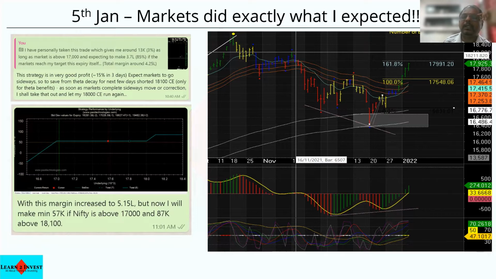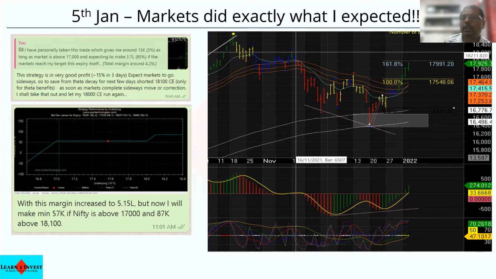And I saw my targets coming closer. And after wave 3, there would be a wave 4. Wave 4 is going to be a sideways wave. And this is what I had written: I expect the markets to go sideways. So when the markets go sideways, my call, I am long call, my call will start losing money. So I don't want it to lose money.